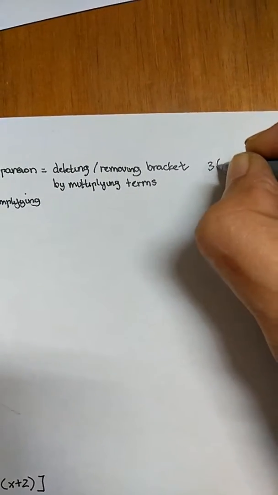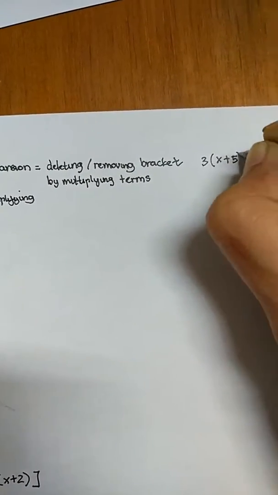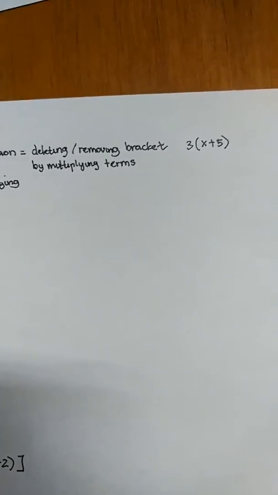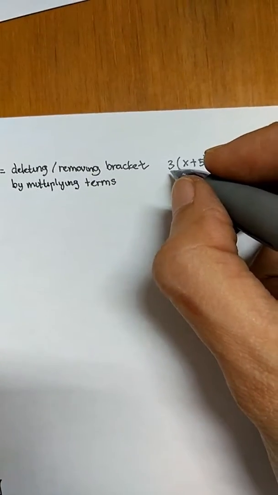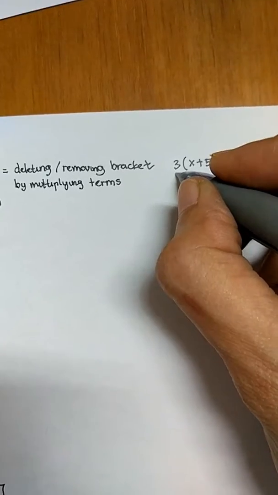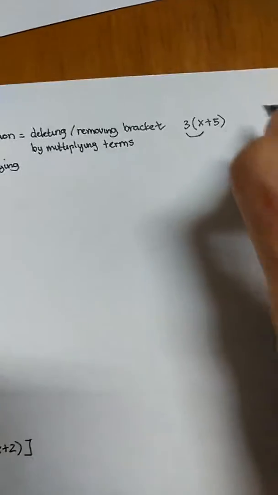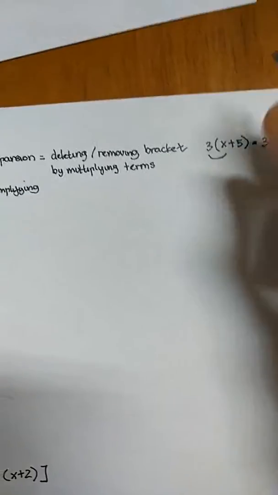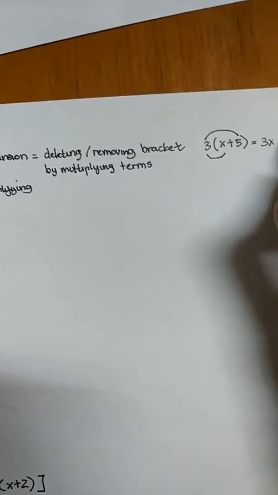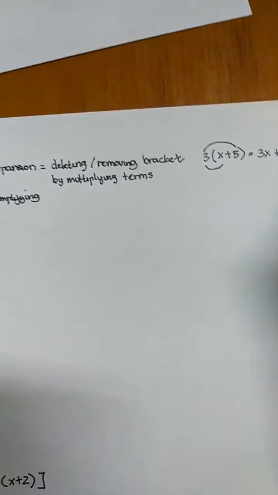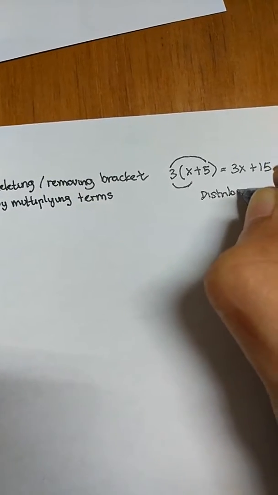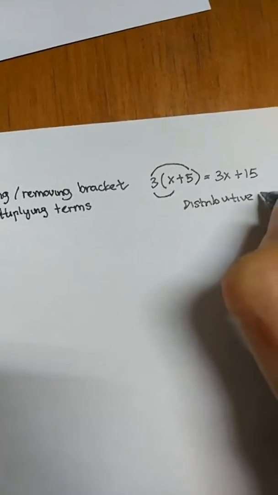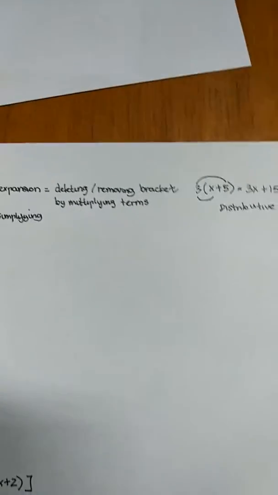So for example, if I have 3 bracket x plus 5, then how to expand it is by deleting the bracket here. Now by doing what? By doing the multiplication. The 3 times x becomes 3x, and then 3 times 5, plus 15. Now you know already this one is called the distributive law.